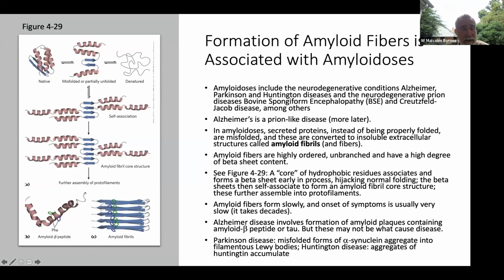And we can see here the amyloid beta peptide of Alzheimer's with these two phenylalanine residues that help to mediate the formation of amyloid fibrils. The association of these can help trigger and cause a nucleation of and formation of the amyloid fibrils. Parkinson's disease involves formation of what's called alpha-synuclein aggregates. These alpha-synuclein proteins aggregate into filamentous bodies known as Lewy bodies. And in Huntington disease, there are aggregates of a protein known as huntingtin that accumulate.